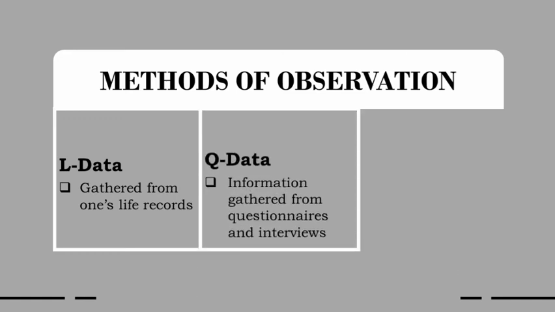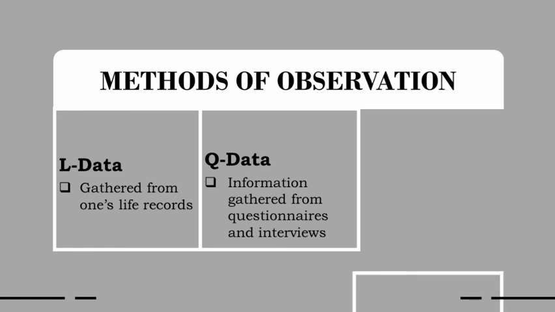Second is the Q data, or questionnaire data. Questionnaire data is information gathered from questionnaires and interviews. It is the information about an individual gathered from observations, judgments, and evaluation of that person as provided via self-report inventories. It is also called S data. It is the personality data gleaned from questionnaires.